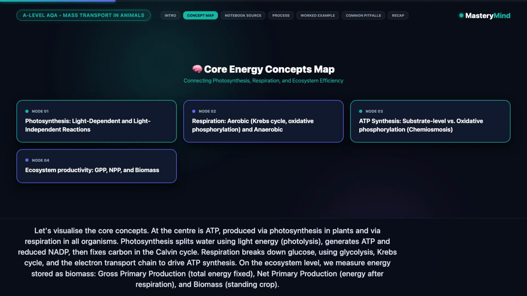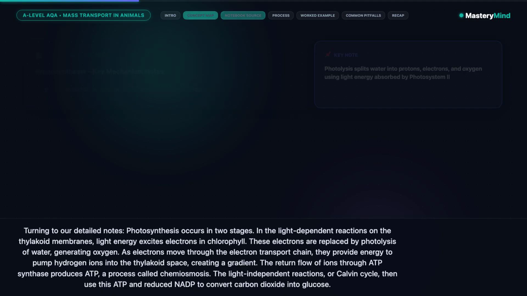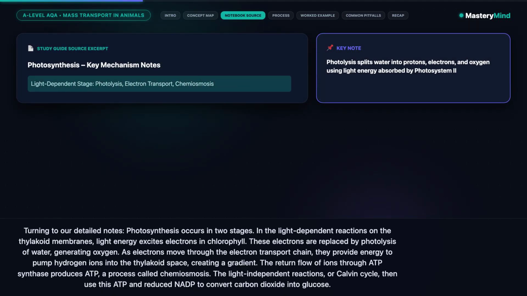On the ecosystem level, we measure energy stored as biomass, gross primary production, total energy fixed, net primary production, energy after respiration, and biomass, standing crop. Turning to our detailed notes, photosynthesis occurs in two stages.